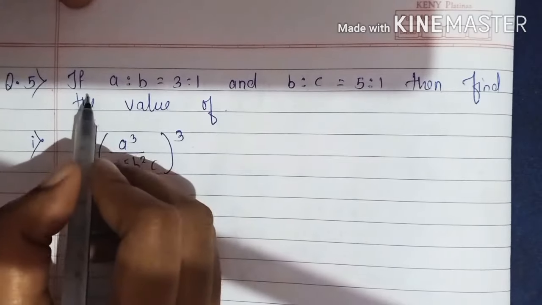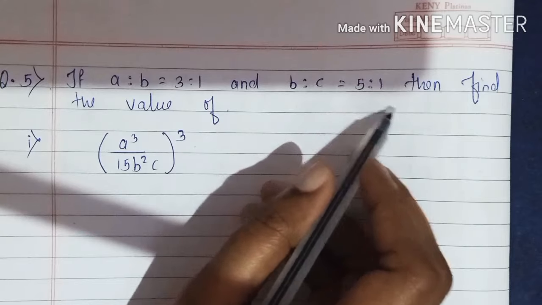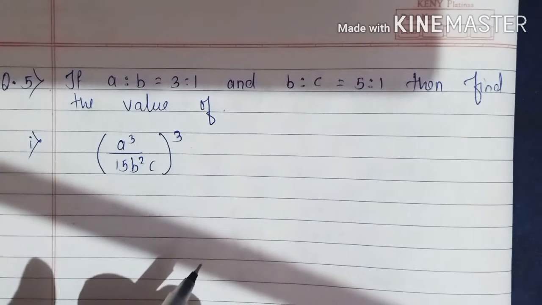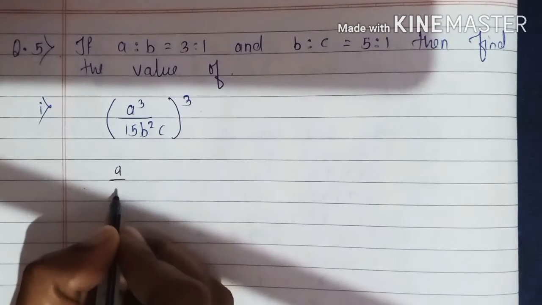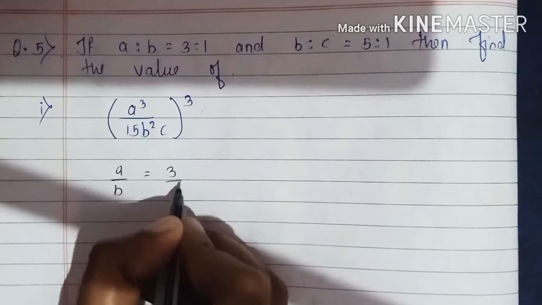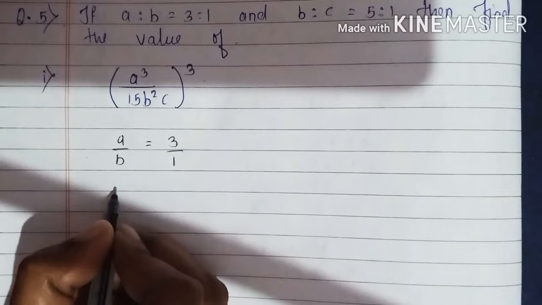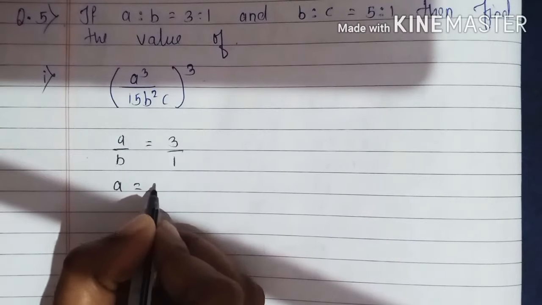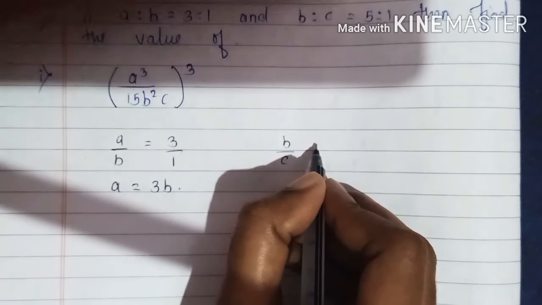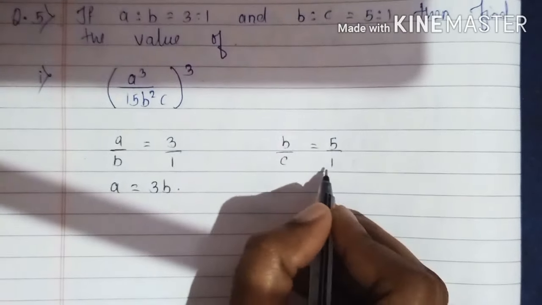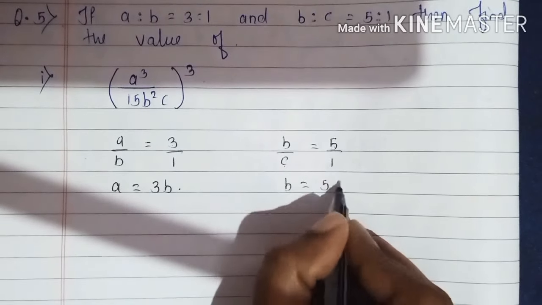Okay, in question number 5, if A is to B is 3:1 and B is to C is 5:1, then find the value of this given equation. So here first of all we have A upon B is equal to 3 upon 1. If I do cross multiplication here, this will be A multiplied by 1 will be A and 3 multiplied by B will be 3B. The one more thing we have, B upon C is equal to 5 upon 1. Again do the cross multiplication here. B multiplied by 1 will be B. 5 multiplied by C will be 5C.